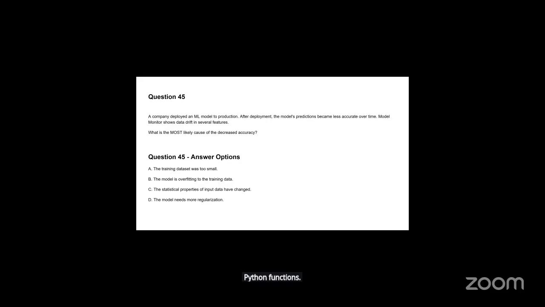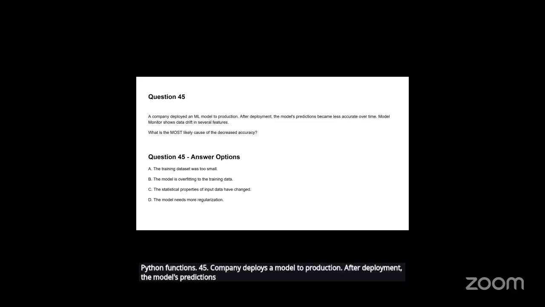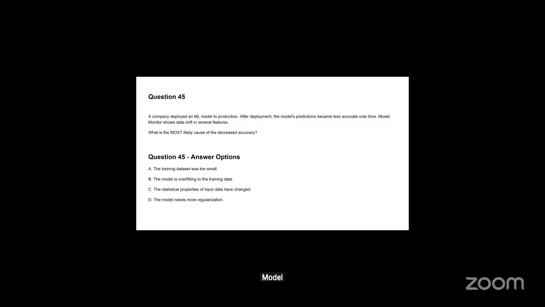45. A company deploys a model to production. After deployment, the model's predictions become less accurate over time. Model Monitor shows data drift in several features.